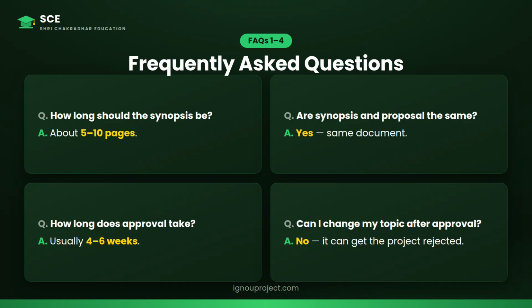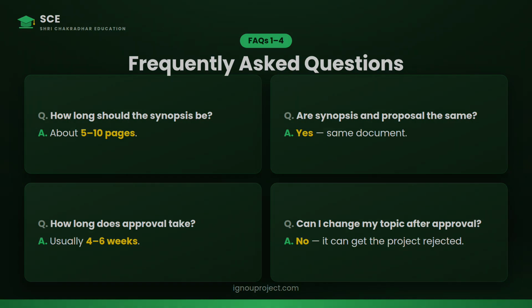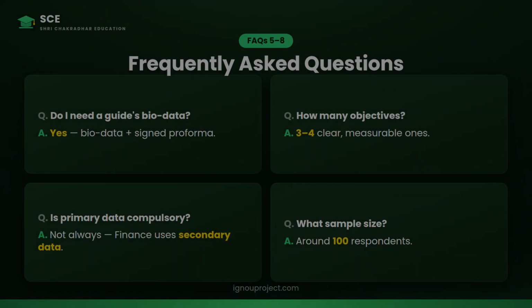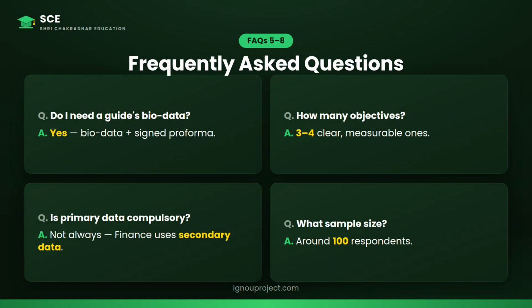Question 4. Can I change my topic after approval? No. Changing the approved topic can get your final project rejected. Question 5. Do I really need a guide's biodata? Yes. The guide's biodata and signed Proforma are required for approval. Question 6. How many objectives should I have? 3 to 4 clear, measurable objectives is ideal. Question 7. Is primary data compulsory? Not always. Survey-based projects use primary data, but finance projects can rely mainly on secondary data such as annual reports.